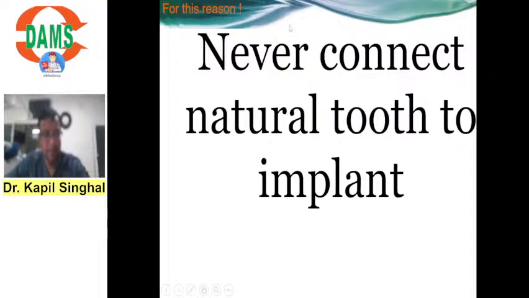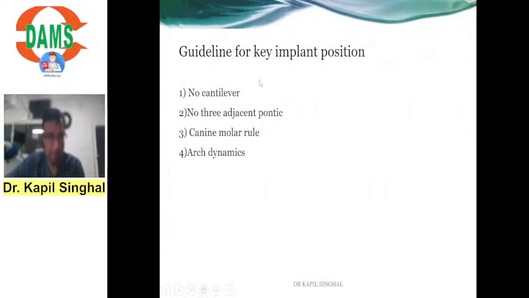Please remember, you cannot connect a natural tooth to an implant. Because when you connect a natural tooth to an implant, your implant does not have a periodontal ligament, but your natural tooth has a periodontal ligament. So this will lead to biomechanical complications in your implant, and even your natural tooth can fail. Please never connect your natural tooth to an implant.